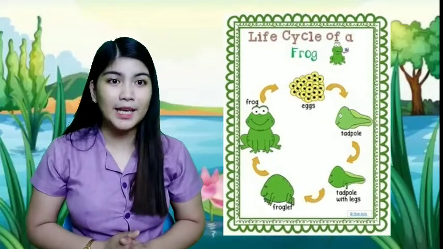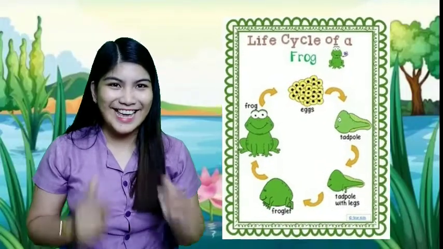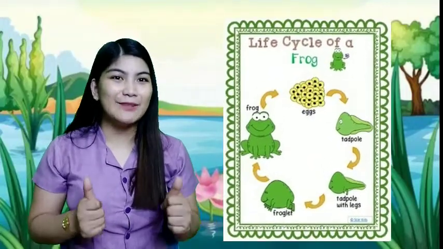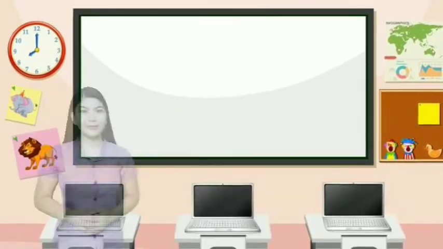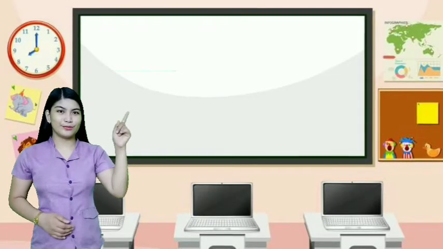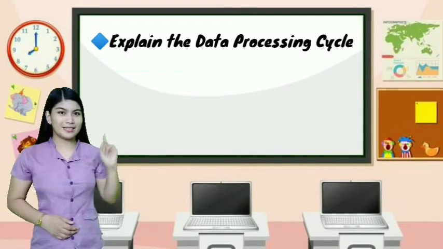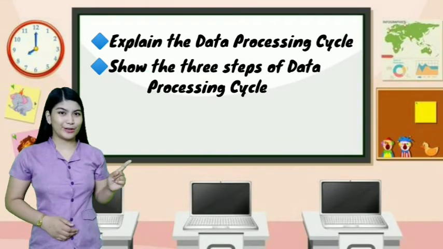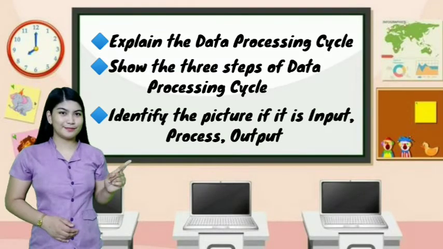So are you happy that you already know the life cycle of a frog? Yes, very good. I am happy to hear that. This lesson is about the data processing cycle in the computer. Here we are going to first explain the data processing cycle. Second, show the 3 steps of the data processing cycle. Third, identify the feature if it is input, process, or output.